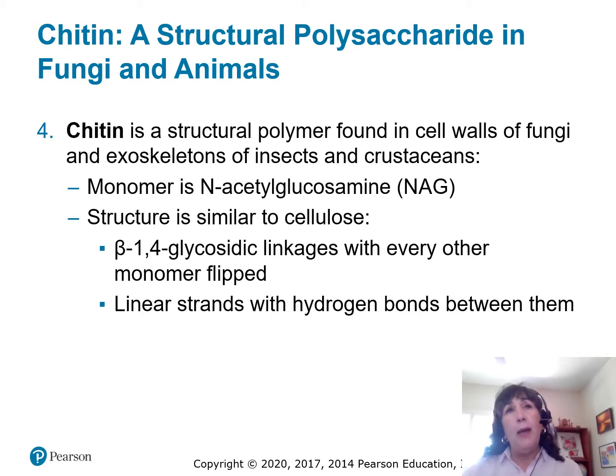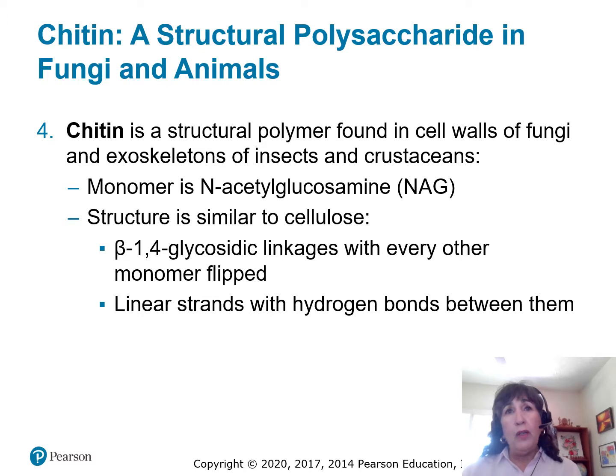So now let's talk about chitin. Chitin is also a very structural polymer, and this is found in the cell walls of fungi and the exoskeleton of insects and crustaceans. I always say that this is what gives the crunch when you're stepping on a cockroach and killing it. So its exoskeleton is actually made out of a sugar, but this sugar is so strong because it has beta 1,4-glycosidic linkages.